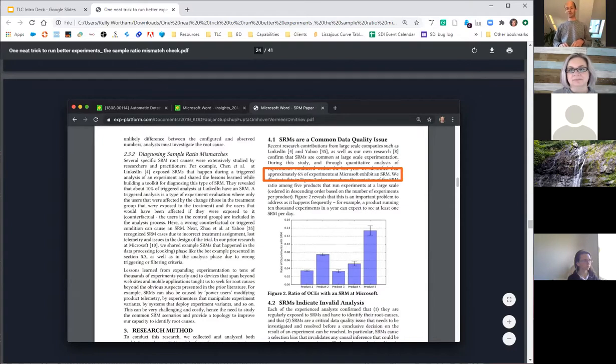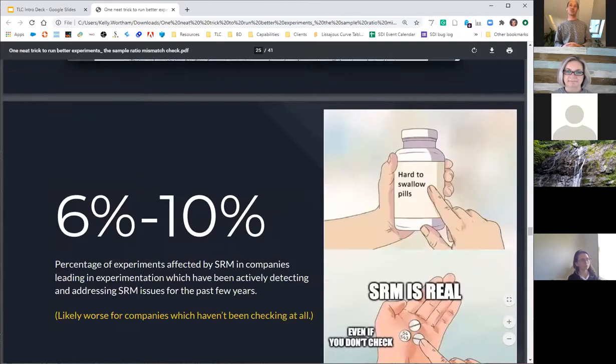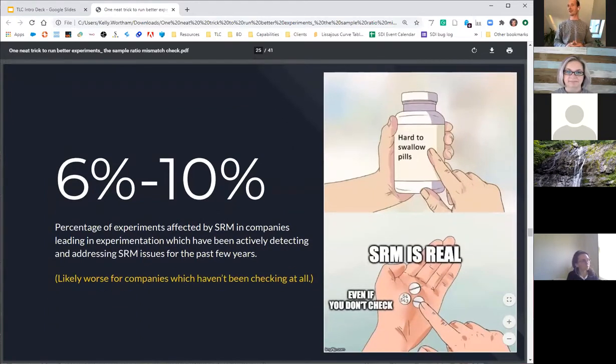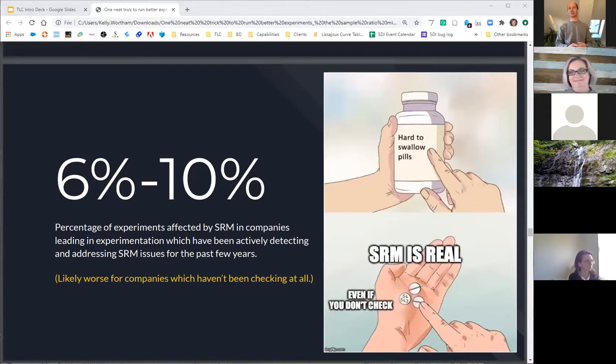And so you can imagine that SRM can have many causes, and that if you repeatedly find an SRM, you try to fix those bugs so that it doesn't happen again. Microsoft and LinkedIn have been doing this for years. For those products that have not been checking for SRM, I have no idea how many SRM-causing bugs they have because they haven't even checked. And so the percentage we have on the next slide is somewhere between 6 and 10% for companies that are leading in the field and that have been actively detecting and addressing these issues for the past years.